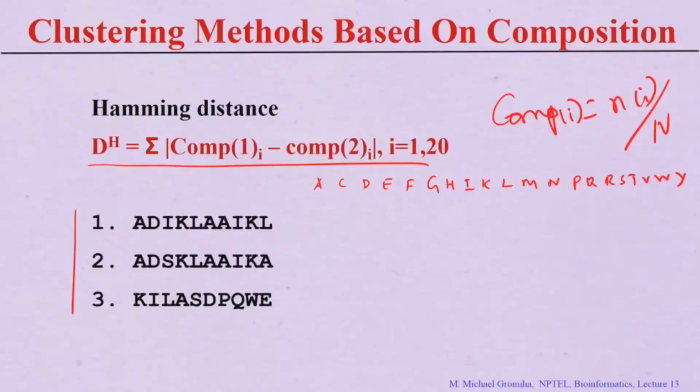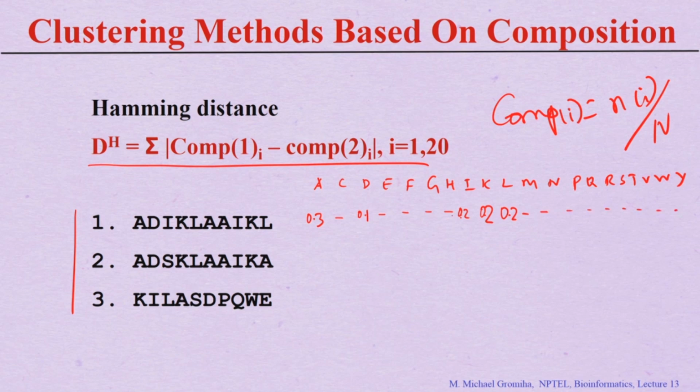So, for simplicity, I use small peptides. What is the composition for A in the first sequence? 0.3, C 0, D 0.1, E 0, F 0, G 0, H 0, I 0.2, K 0.2, L 0.2, M no, N no, all are 0. Okay, 0.2, 0.4, 0.6, 0.9, 1.